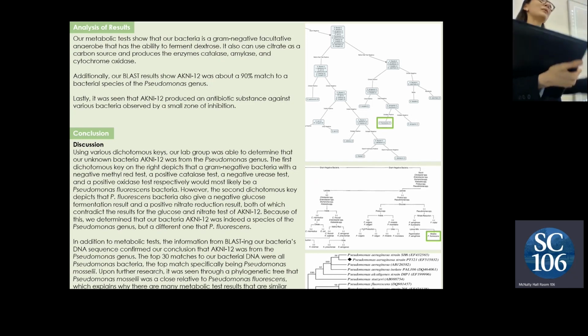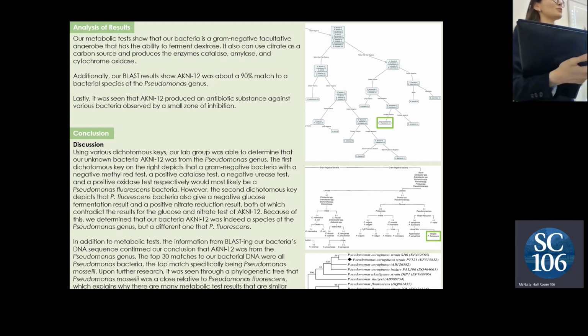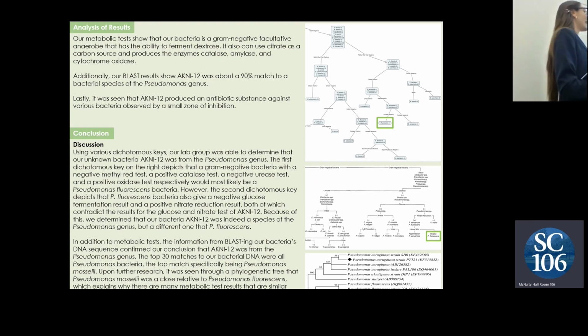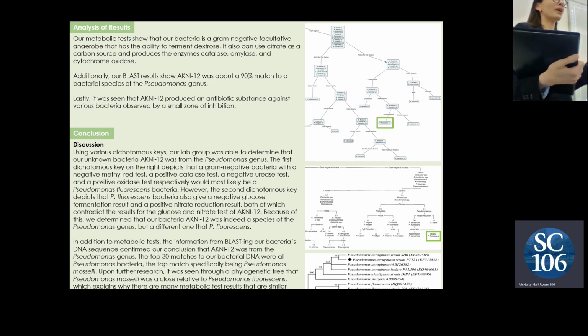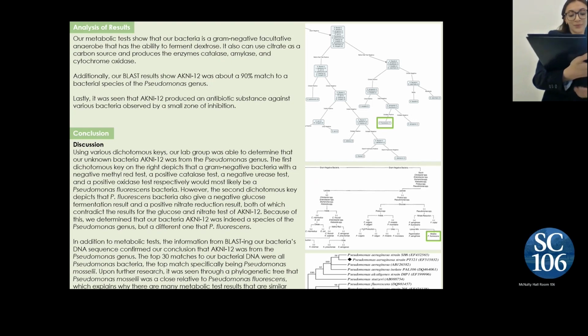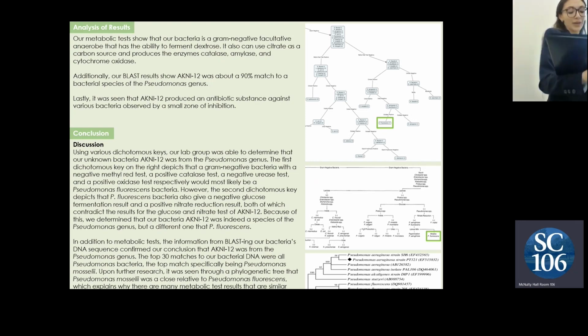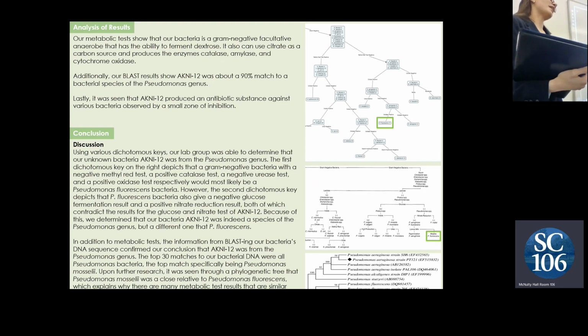Knowing this, we were a little bit confused, a little concerned, but we were able to refer to the dichotomous keys of Bergey's manual. And this manual was a great manual to use for assistance because we were able to take the metabolic results we got and apply them and narrow down what type of Pseudomonas AKNI12 could be. So unfortunately, our metabolic results did not exactly match the results of their species, being mucidolens and fluorescens. So we worry this may have been caused by an error in our technique.